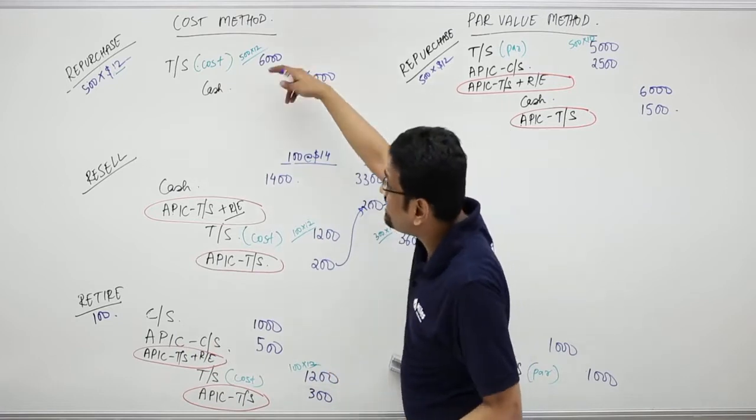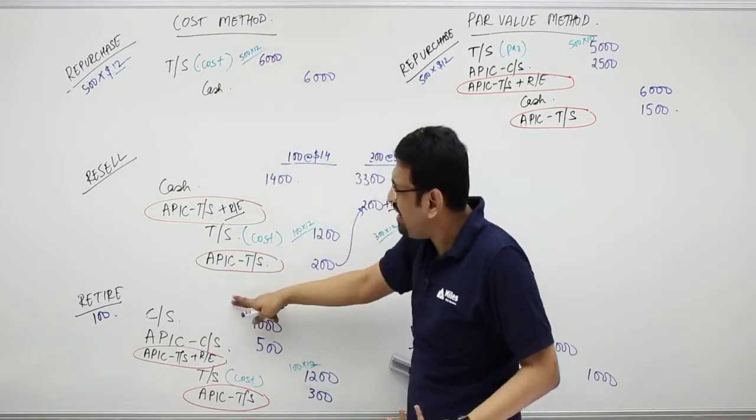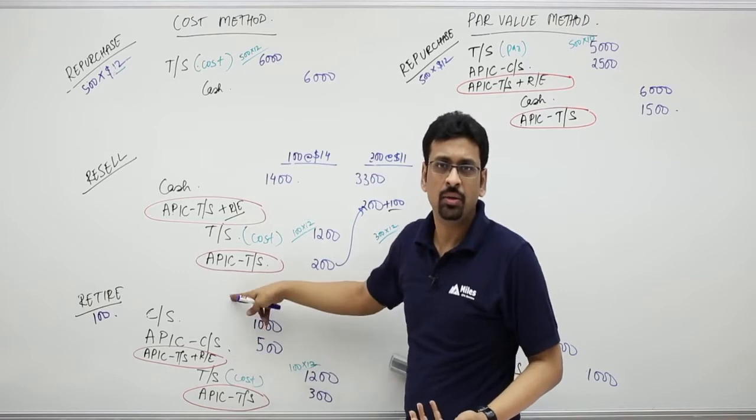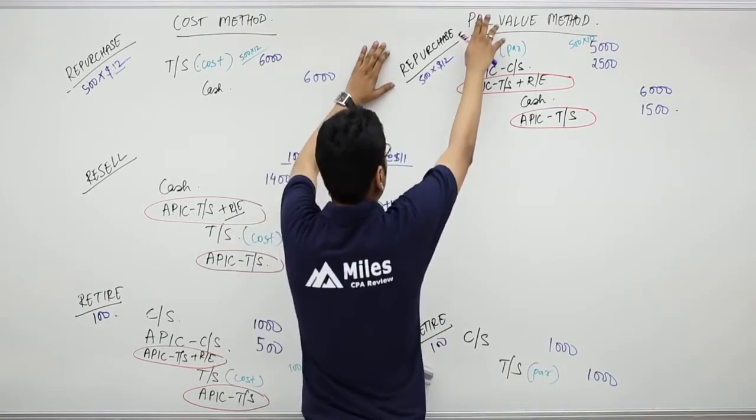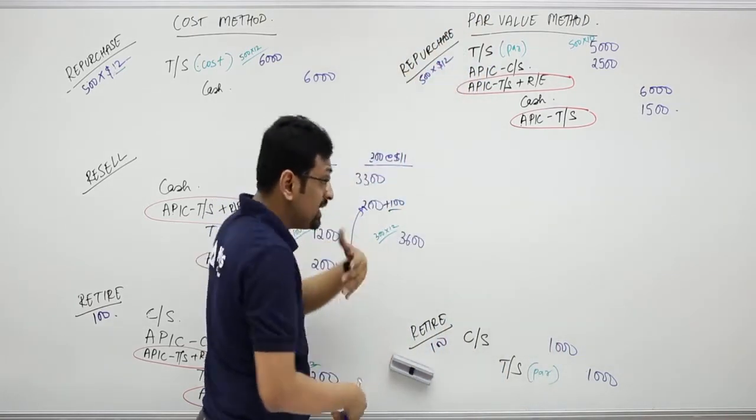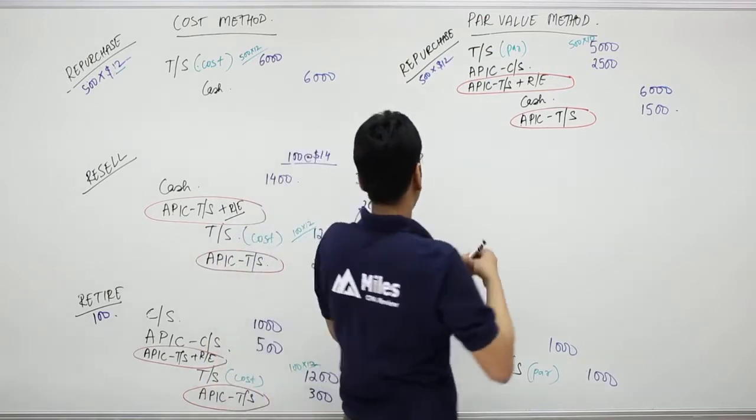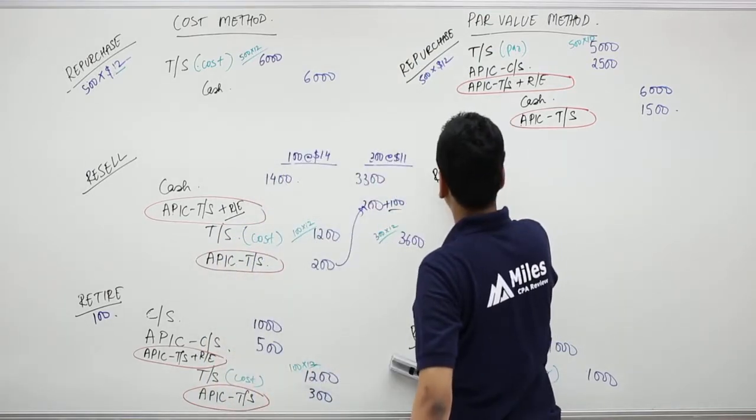Here, it was an easy entry when you repurchased it. When you retired it, it was a little complicated. Now here, in par value method, generally you would want to retire, but as I told you, you could resell. So let's say you decided to resell.